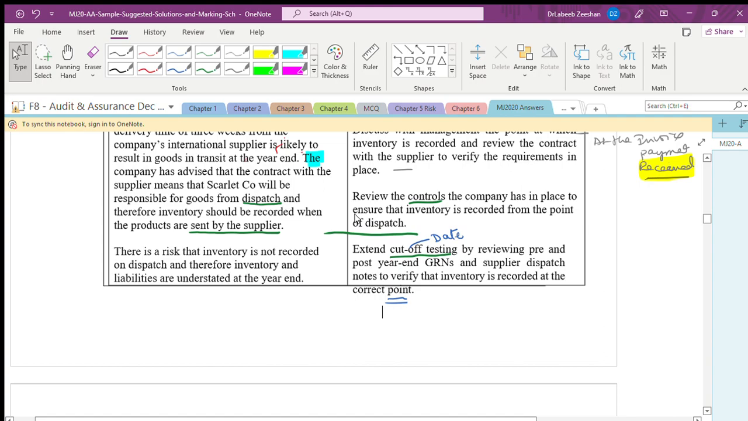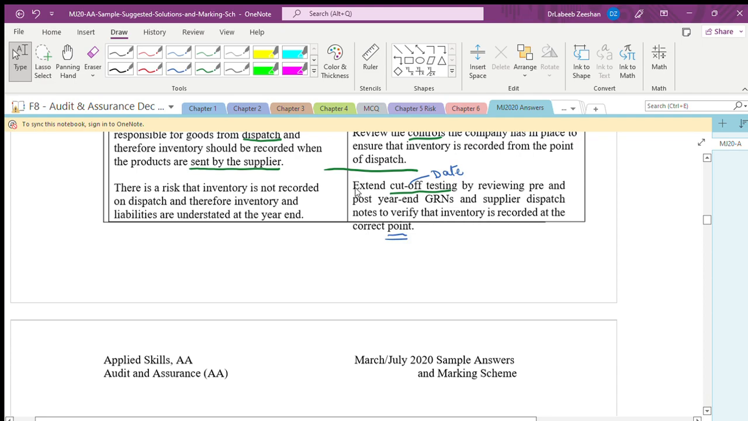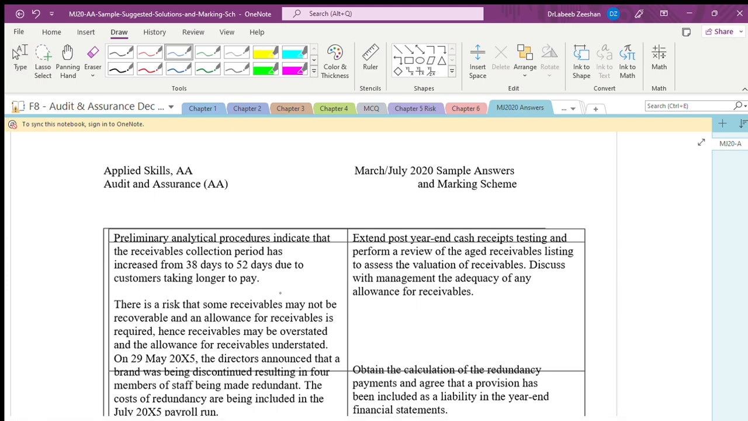If we work on the theoretical part, the applications will be very easy to work out. Preliminary analytics shows that the receivables turnover days have been increasing. It's not a good sign. If receivables turnover days are increasing, you are receiving the payments on delayed terms. Previously you used to get paid in 38 days, now you are getting it in 52 days.